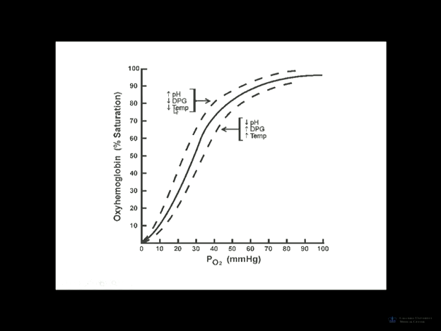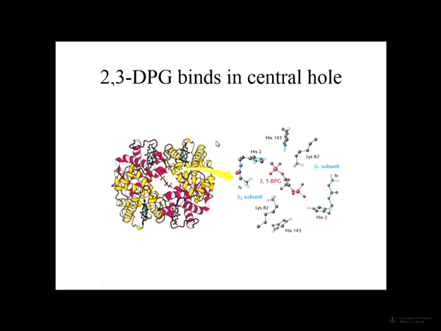The other allosteric effector is 2,3-DPG. And 2,3-DPG, if it's present, allows the release of oxygen more easily. So if you have an increased amount of 2,3-DPG, this will allow the hemoglobin to release oxygen to the tissue more easily. And it does this by binding in the central hole of this hemoglobin molecule. So when 2,3-DPG or 2,3-BPG comes into this hole, it allows oxygen to be released to the tissues.